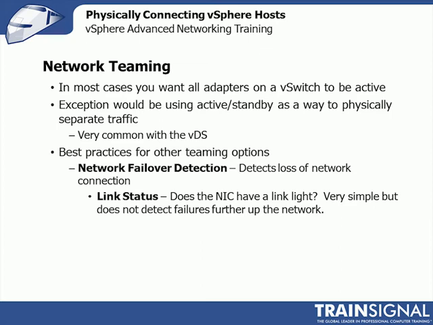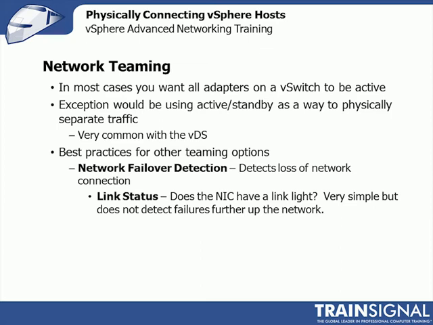There are some best practices for teaming options. So when you set up teaming, you set up how you want to hash and how you want to balance the traffic, but there's also some failover and protection options. For those, network failover detection is one. How does this vSphere host know that it's lost connectivity on a NIC? So one option is link status. Link status is real simple. Do I have a green link light or not? If I don't, the link's dead. If I do, I consider the link good.